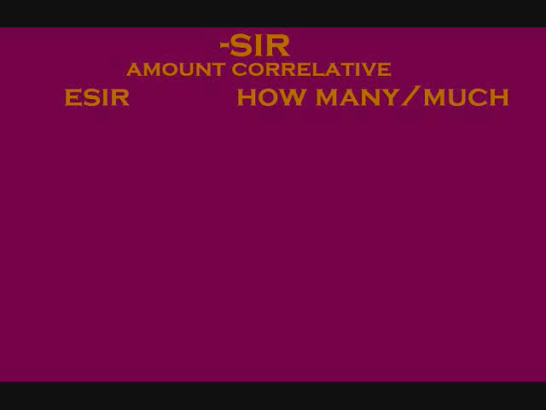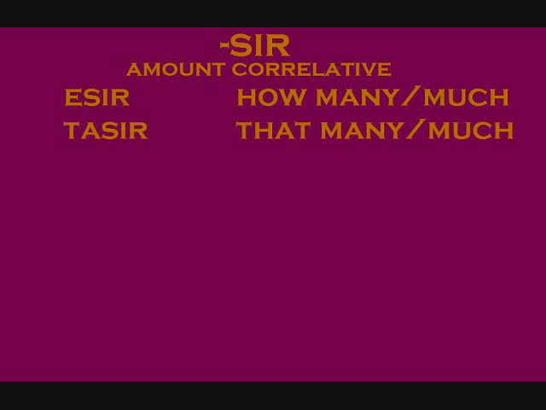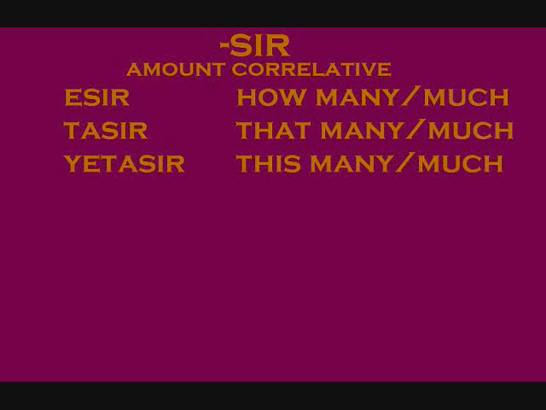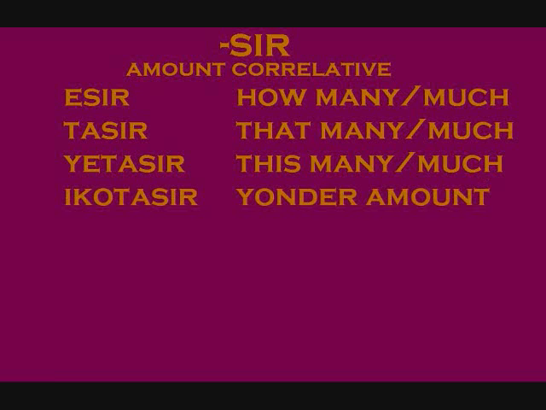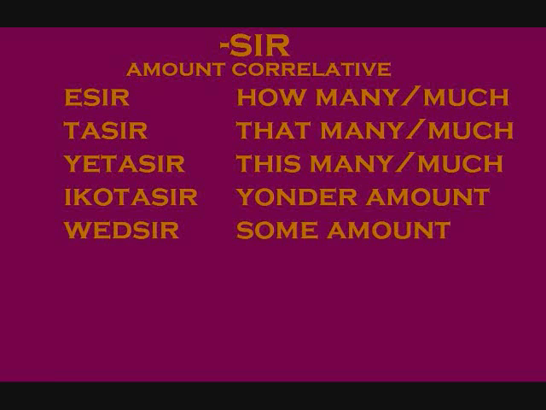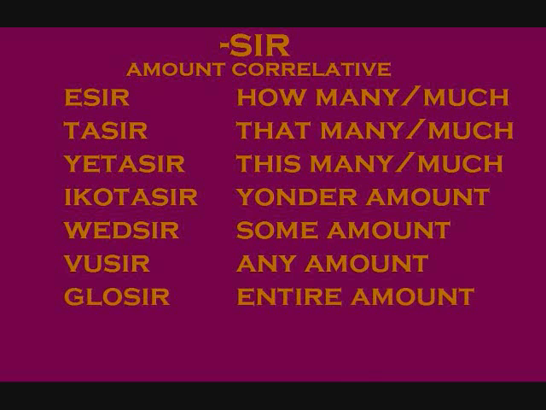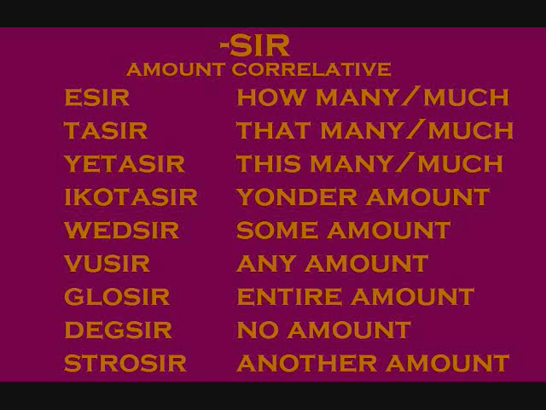There is also a correlative suffix related to numbers, sir. It denotes amounts. So we have esir, how many or how much. Tasir, that many or that much. Yetasir, this many or this much. Ikotasir, yonder amount. Wedsir, some amount. Vusir, any amount. Glosir, the entire amount. Degsir, no amount. And strosir, another amount. Degsir is used to mean 0. It also has an ordinal form, degsirin, 0th.